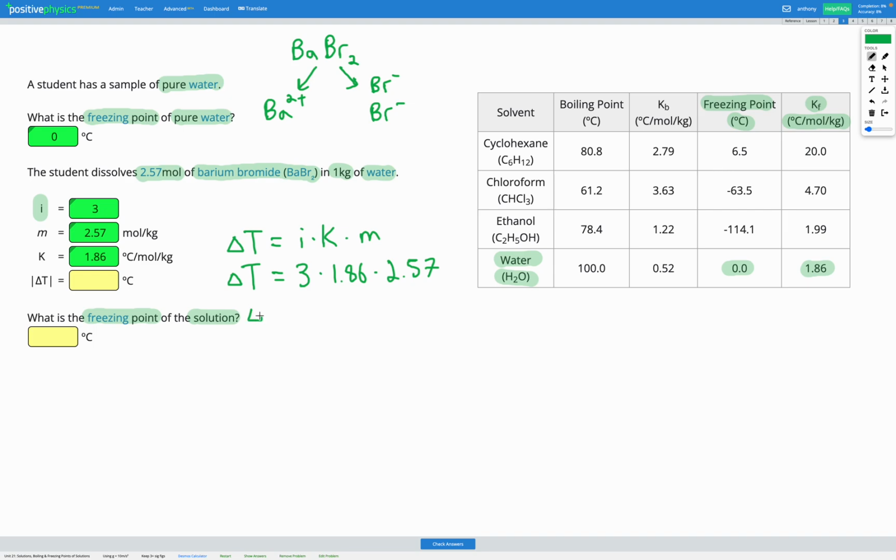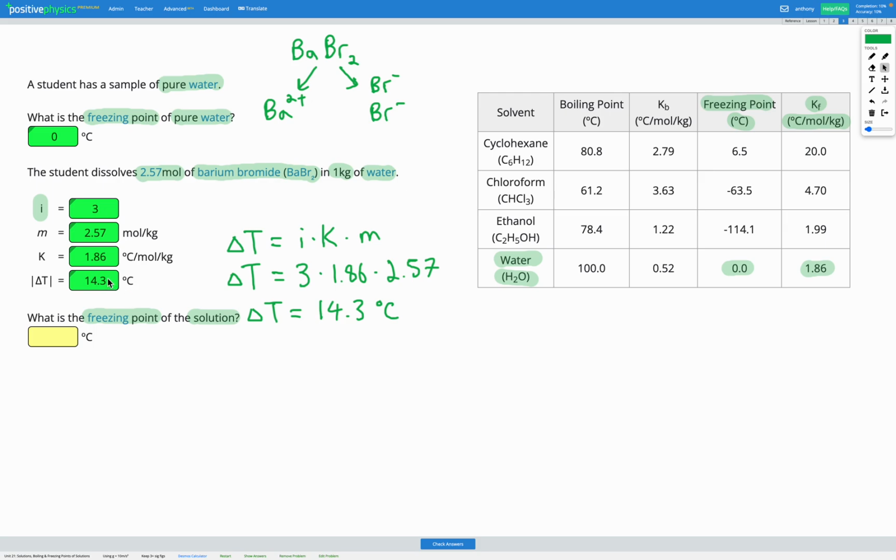If we put those all into our calculator and calculate that out, we're going to get 14.3 degrees C as our temperature change. So we have 14.3 degrees C. Our final step is to figure out what would be the freezing point of this solution. Now we know it's changed by 14.3 degrees.